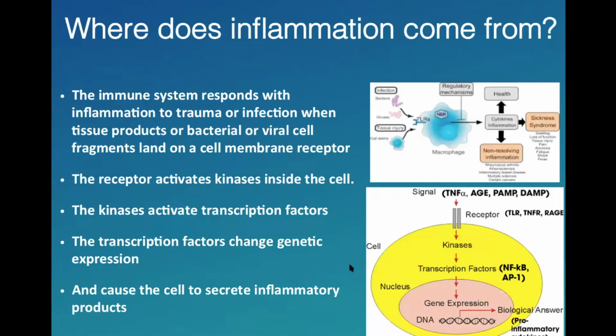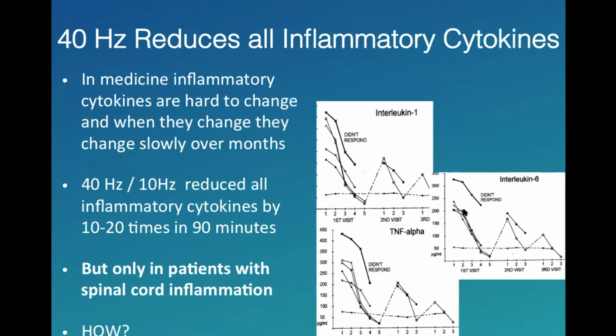So that's the background. So we know the frequencies reduce inflammation, but how is that done? So 40 hertz reduces all inflammatory cytokines. In medicine, inflammatory cytokines are hard to change, and when they change, it's slowly over months. But 40 hertz on A and 10 hertz on B reduced all of the inflammatory cytokines by 10 to 20 times in 90 minutes. But it only worked in patients who had spinal cord inflammation.